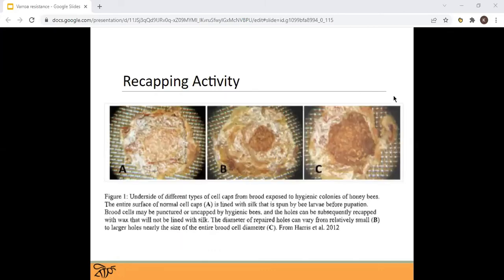Now, recapping activity is another mechanism that's closely related to both hygienic behaviors as well as SMR.